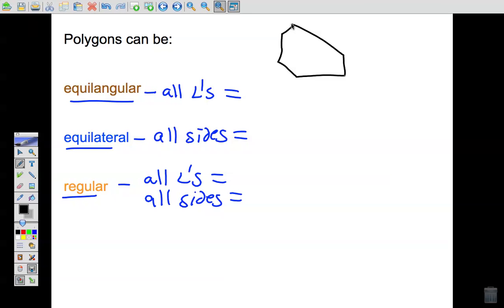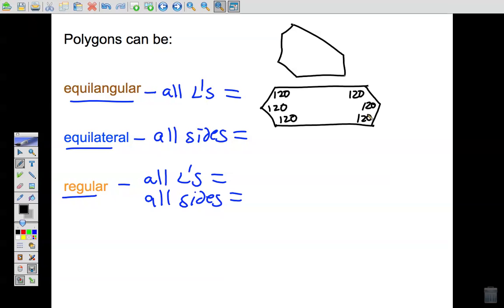Now, how about if I made my same hexagon, but I made it maybe like this, or to the best of my drawing ability, maybe something like that. Now, I've tried to make it so that all the angles are maybe around 120 degrees, where all the angles are equal, but certainly all the sides don't look like they're equal, do they? So this would be equiangular.